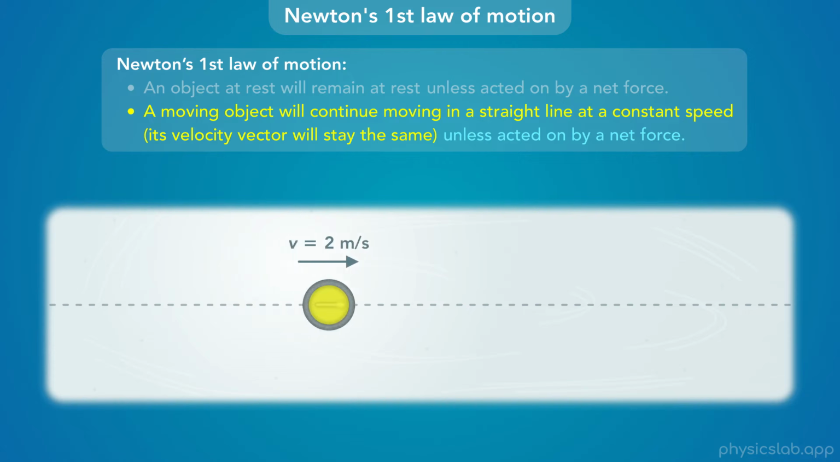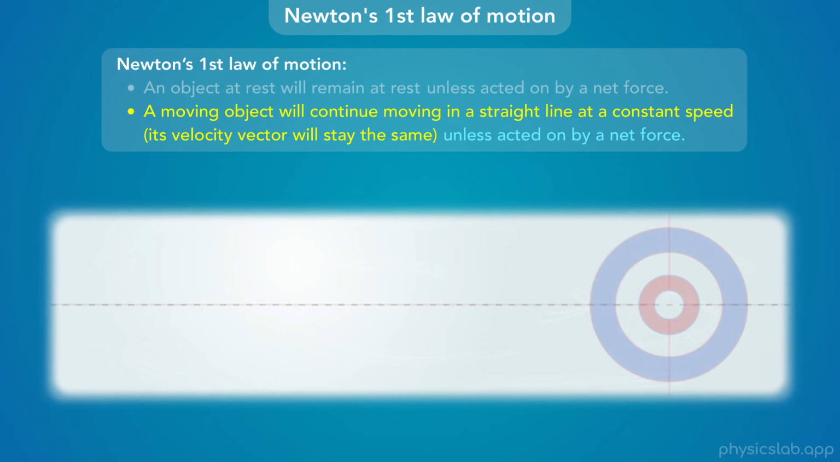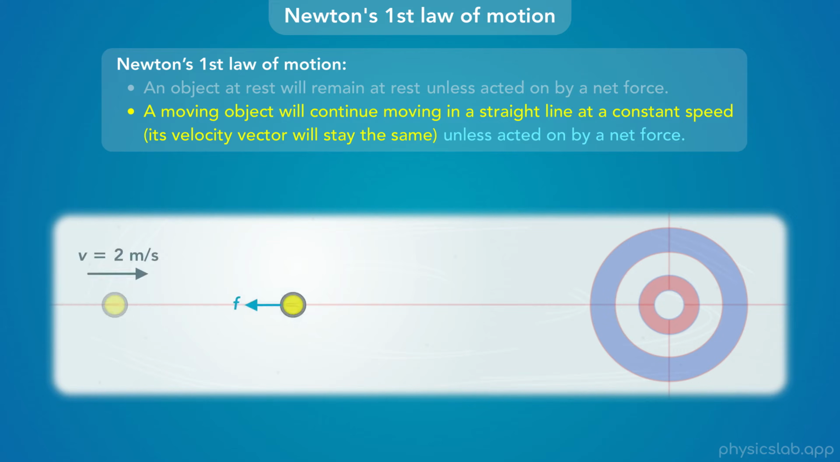If we want to stop the curling stone, we need to apply a net force. And that's usually what happens. Even though ice is slippery, there's still some friction force acting on the curling stone in the opposite direction. That friction is the net force, which is slowing it down, or changing its speed according to Newton's first law.